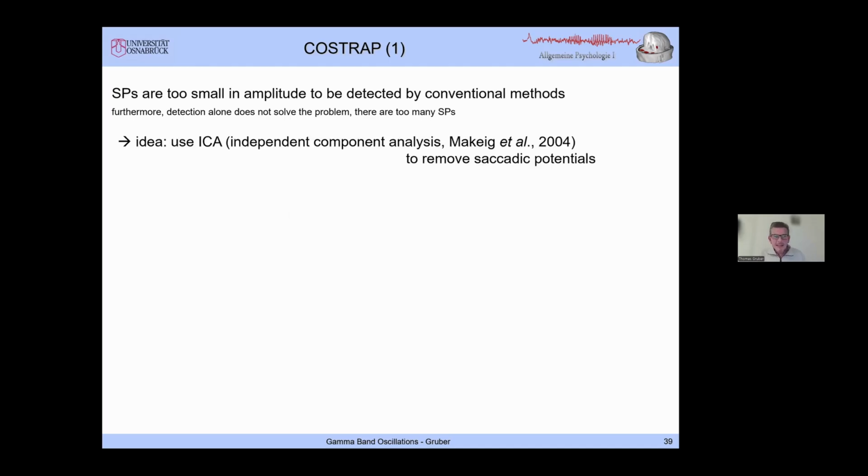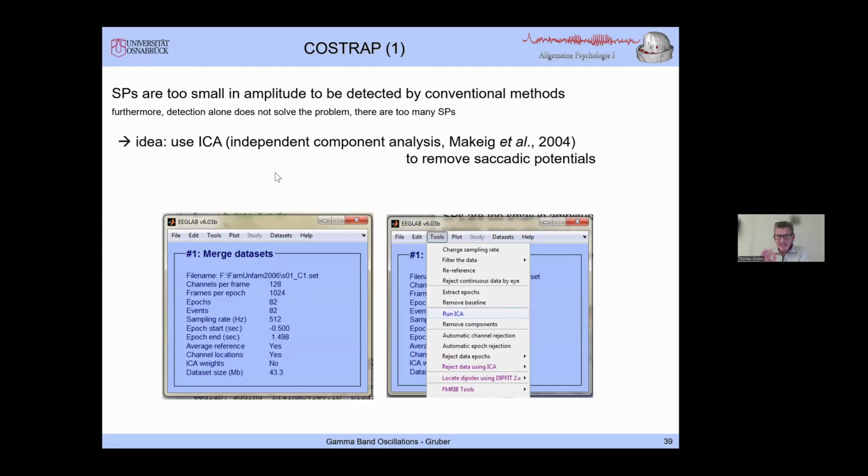So one idea is to use an approach to remove these artifacts, and this approach is called independent component analysis. I don't want to go into detail of independent component analysis. I just want to explain the principle. Basically, if you want to apply it and you have any tool to analyze your EEG, you usually find in some folder something like run ICA, remove components. Basically all EEG tools have an ICA algorithm implemented. Here I have an example from EEGLAB, but all EEG tools on the market have an ICA.